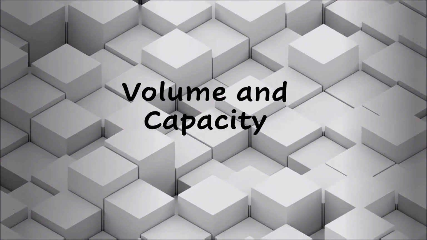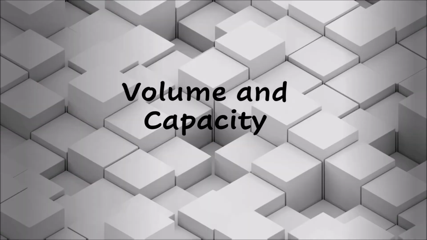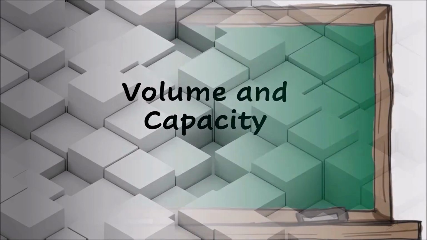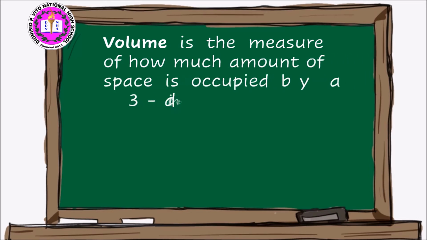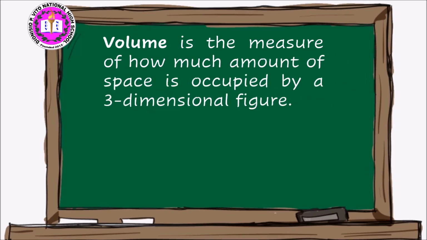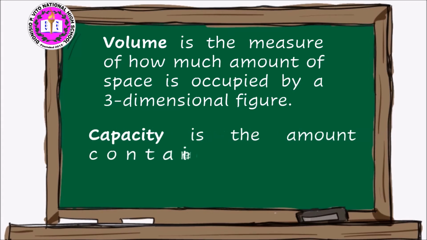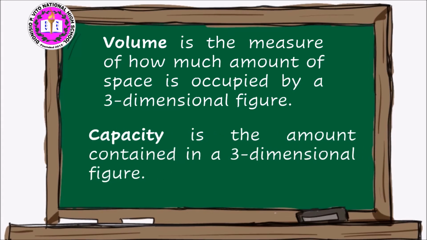Moving on to volume and capacity. Volume is the measure of how much space is occupied by a three-dimensional figure. Capacity is the amount contained in a three-dimensional figure. That is the difference between volume and capacity.